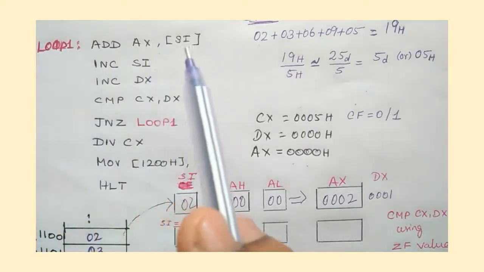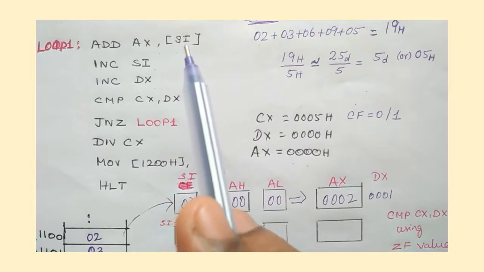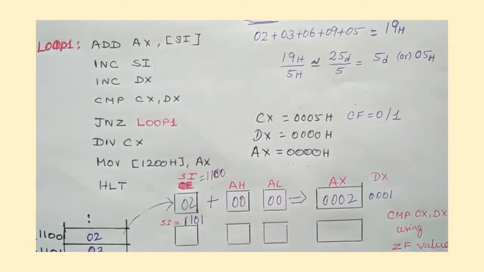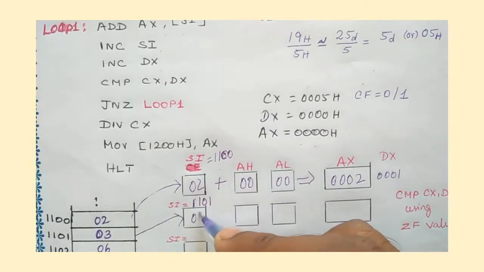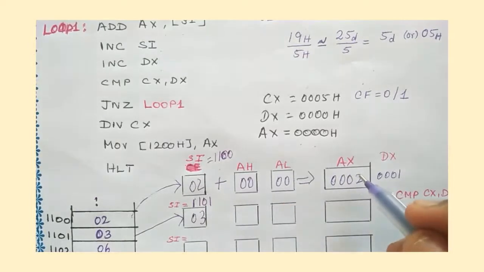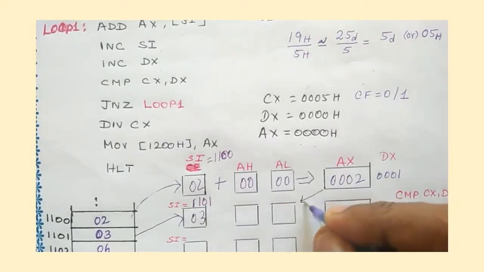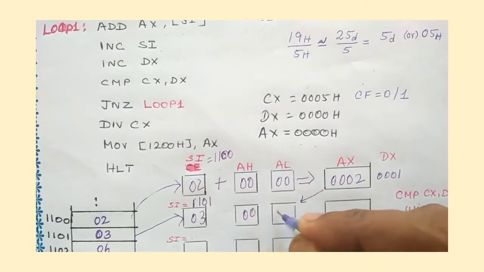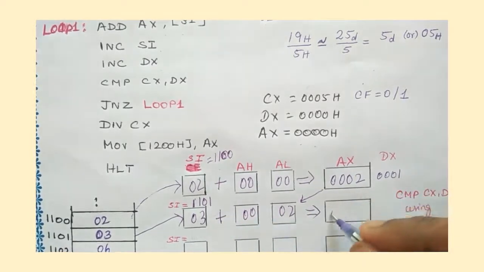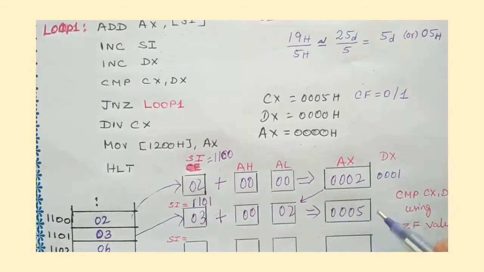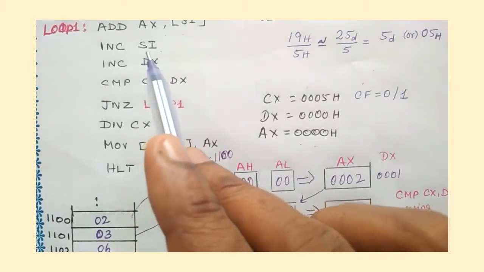Next, adding the new SI location and AX. The new SI location is now nothing but 3. The location becomes 1101. Here the data available is 3, so I am moving it here. This becomes 3. The previous value of AX is stored here, so 0, 0, 0, 2. When we add these two things, I get the answer as 0, 0, 0, 5. After adding, I have to perform the incrementation of SI.